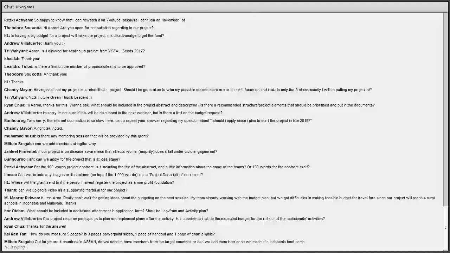Bunrong is asking, can we apply for a project in the idea stage? Certainly. You have to tell us how you're going to get that idea into action, but certainly we encourage you to apply at the idea stage.